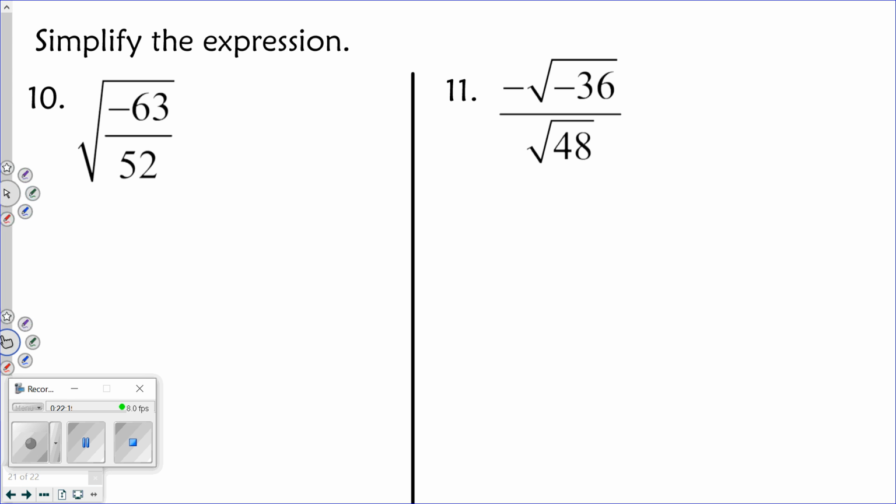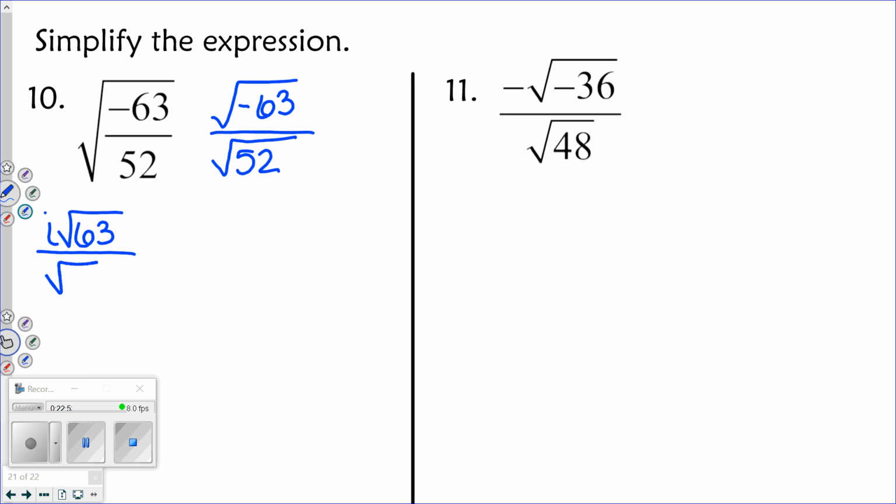All right, so number 10. Step 1. Split. Hey, we're going in order here, guys. First step is split. So I'm going to rewrite that. It would be radical negative 63 over radical 52. Good, and right away she's like, there's an i, and she's right. So really I have i radical 63 over radical 52. If you got that negative under the radical, pull out the i.